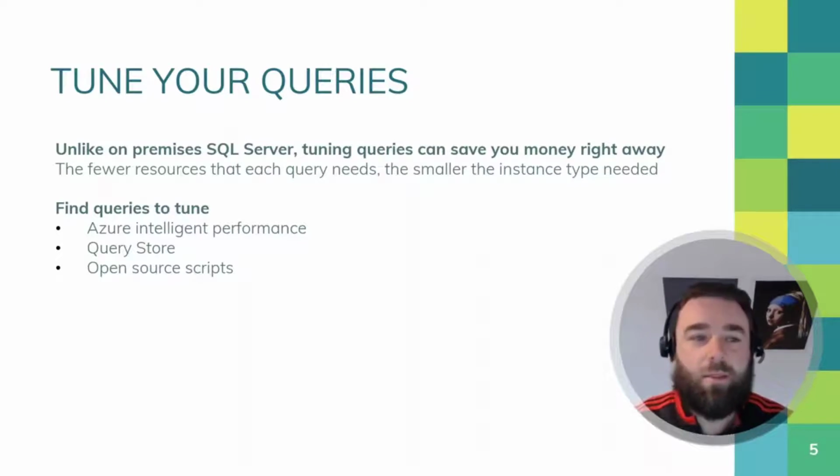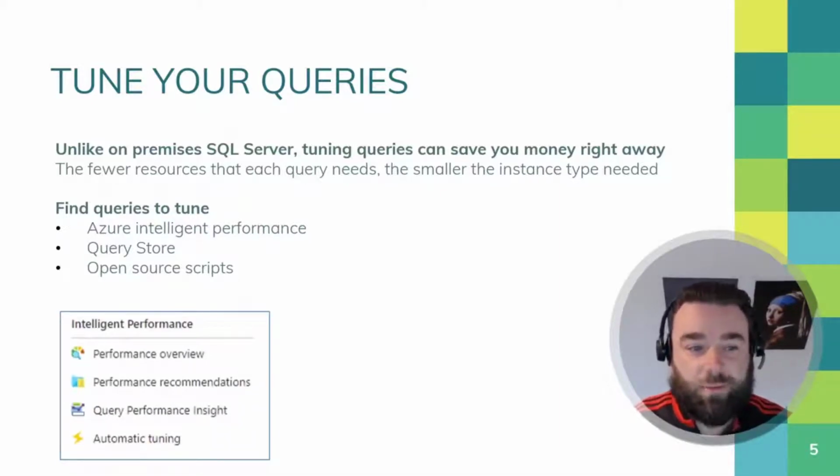It's different in the cloud. In the cloud, if you're on a fairly high instance class, and you can tune some queries that mean that you can scale down to a lower instance class, then you're going to save money straight away. Okay, so there's real pounds and dollars to be saved by making sure that your queries are as efficient as possible.